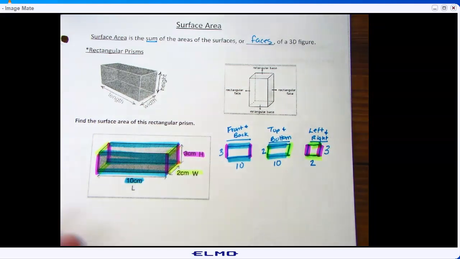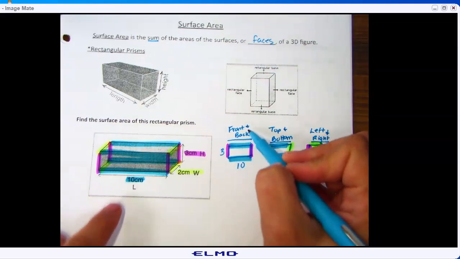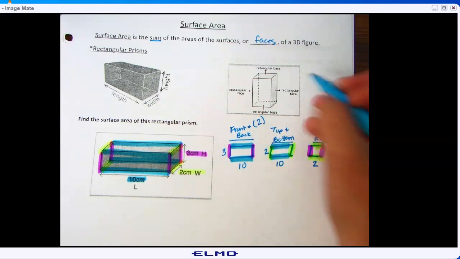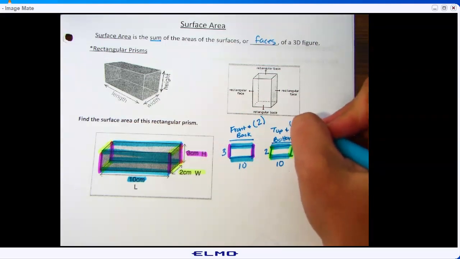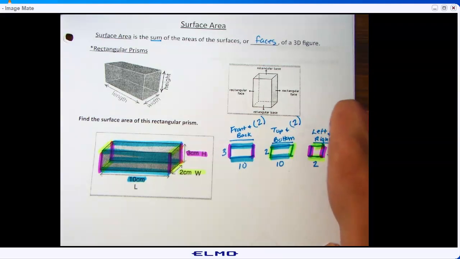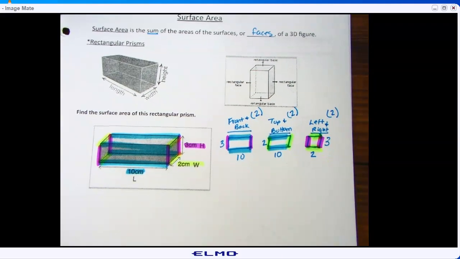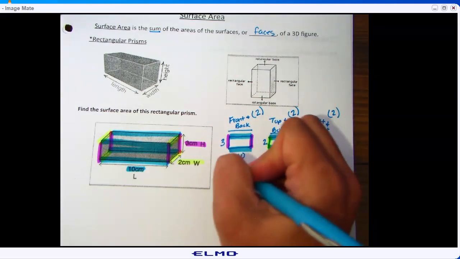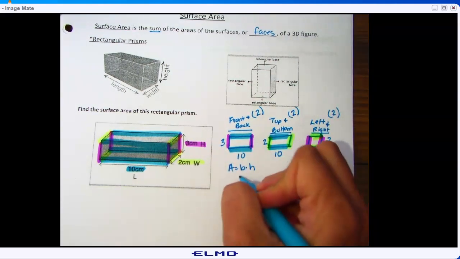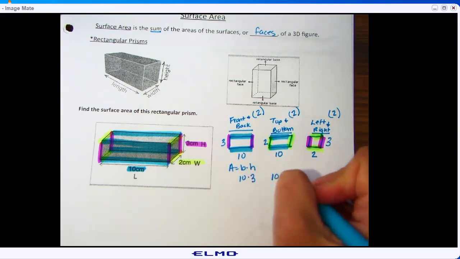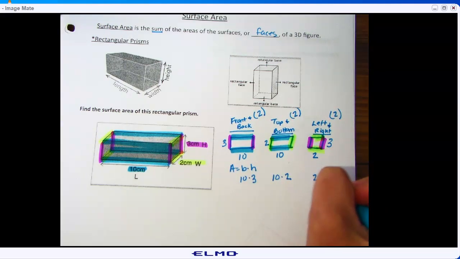So when you're thinking about this, you have the front side, which is that measurement, and you also have the back side, so there are 2 of these. The top and bottom, same thing. You have a top, which is 1, and the bottom, so 2 of these exact pictures. And same thing with left and right. So once you have your measurements, all you're doing is area equals base times height. So we have 10 times 3. Same thing here, 10 times 2. And then 2 times 3.